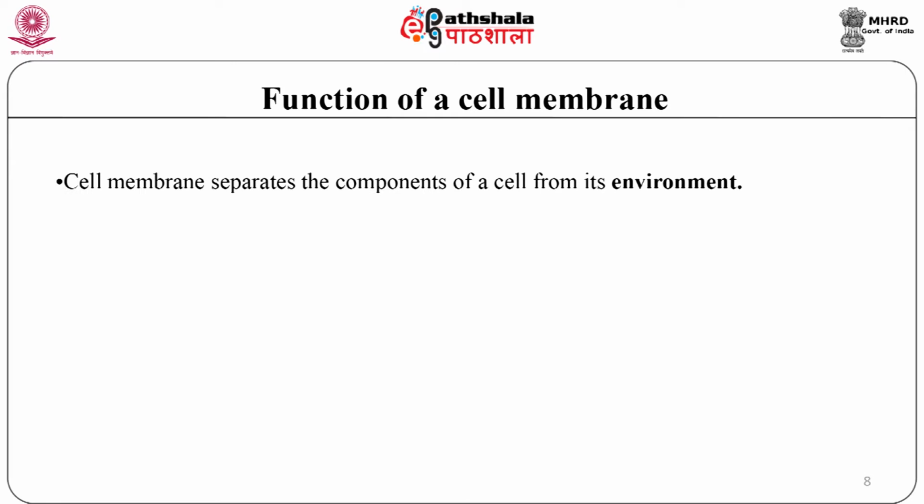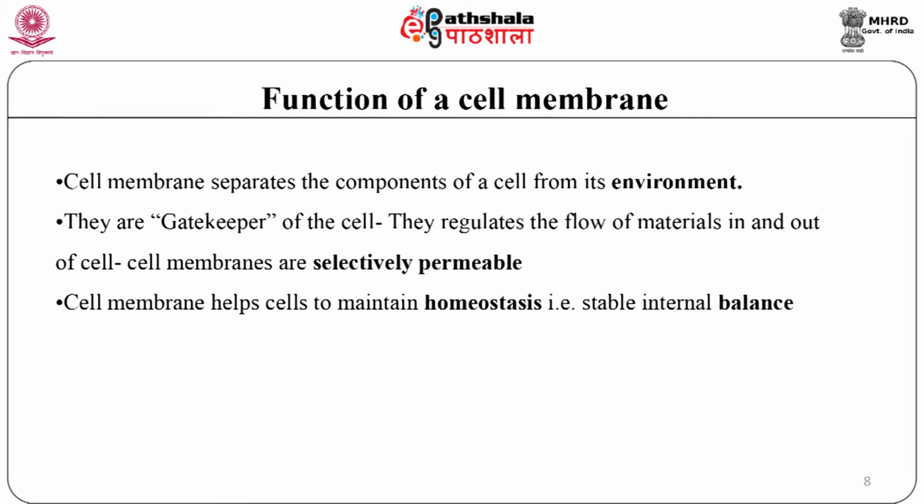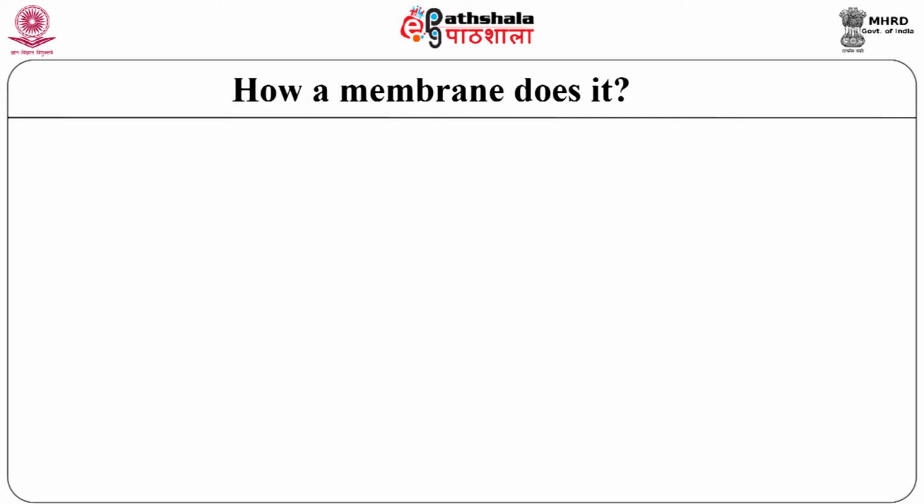Function of a cell membrane. The cell membrane separates the components of a cell from its environment. They are the gatekeepers of the cell. They regulate the flow of material in and out of the cell. Cell membranes are selectively permeable. Cell membranes help a cell to maintain homeostasis, that is, its internal balance. But how does the cell membrane do it?